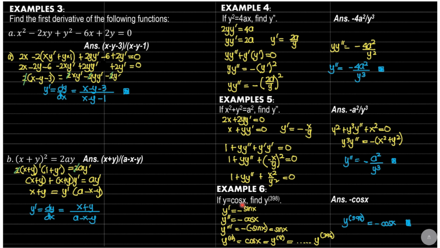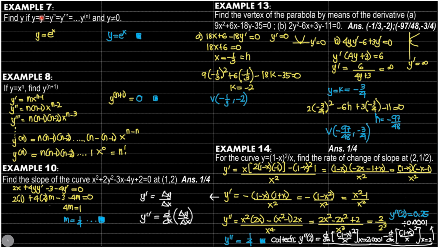And the fourth derivative is derivative of sine x, cosine x. So it goes back to the original. So meaning to say the fourth derivative, the eighth derivative, the 12th derivative, the 200th derivative, the 396th derivative, they are all equal to cosine x, the original. So therefore, the 397th derivative is negative sine x, and the 398th derivative is negative cosine x. So that's why the answer is negative cosine of x.